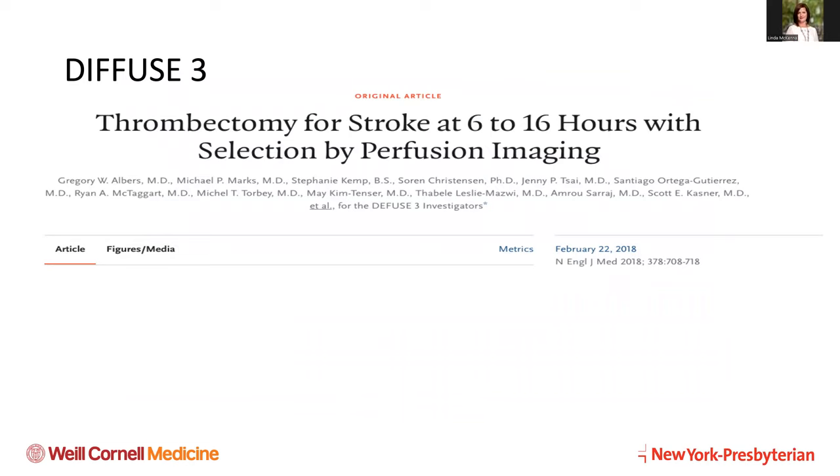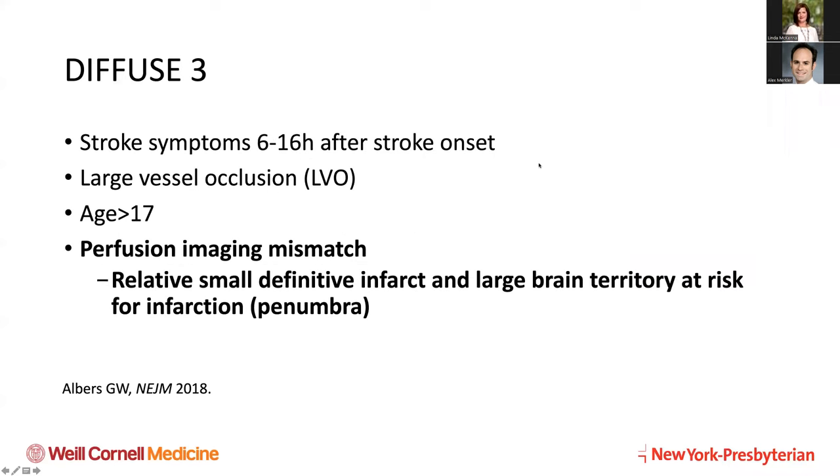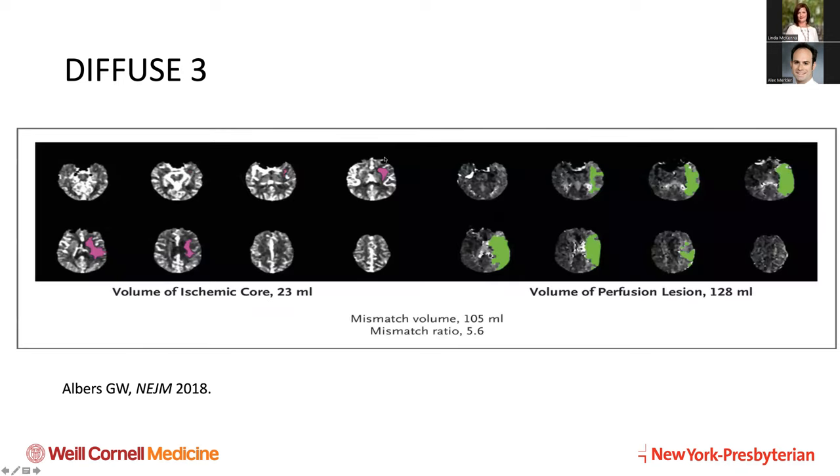DEFUSE 3 looked at thrombectomy between 6 and 16 hours and specifically used perfusion imaging to guide therapy. So unlike DAWN, where there had to be a clinical infarct mismatch, this was purely about radiography. And so they basically compared and contrasted the core infarct versus the penumbra. And so this is what they did.